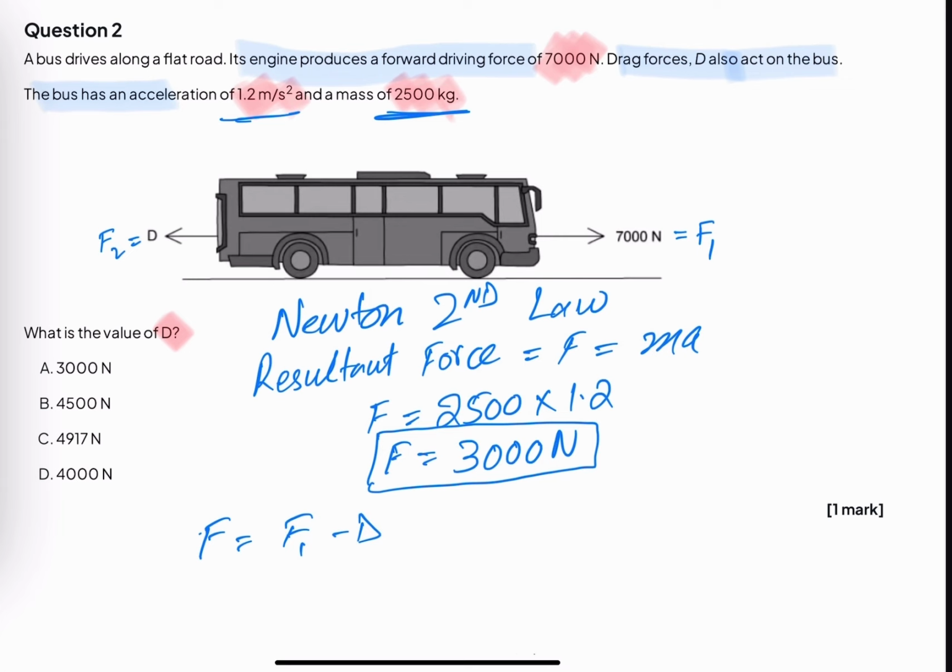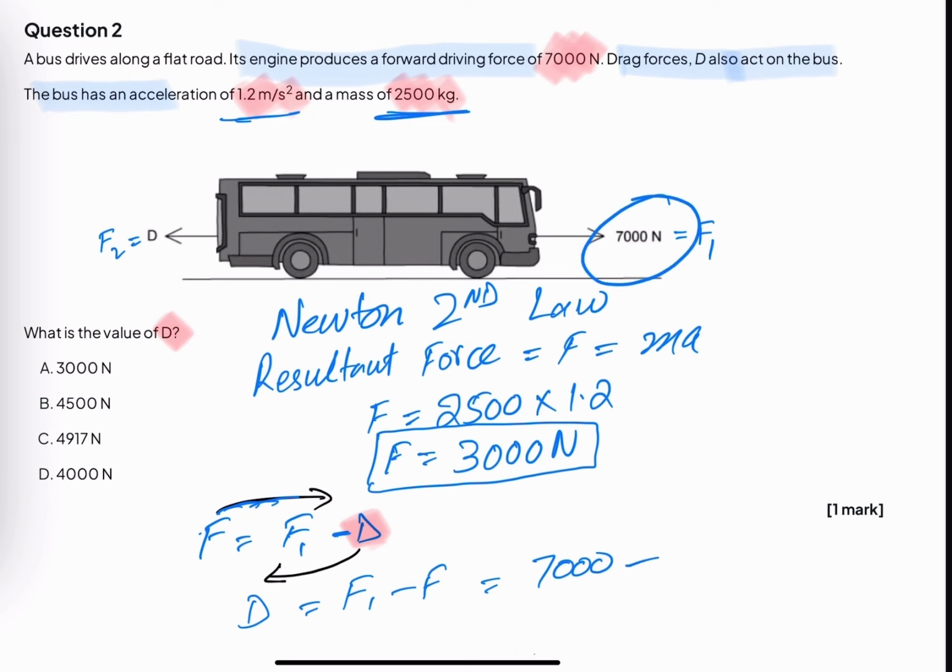We have to find this D, so we take D to the left hand side and F will come to the right hand side. When we shift D to the left hand side it becomes positive, and when F shifts toward the right side, it will be negative. So D equals F1 minus F. F1 was 7000, that is given here, and F we have found, that is 3000. That will give you 4000 Newton. That is option D.